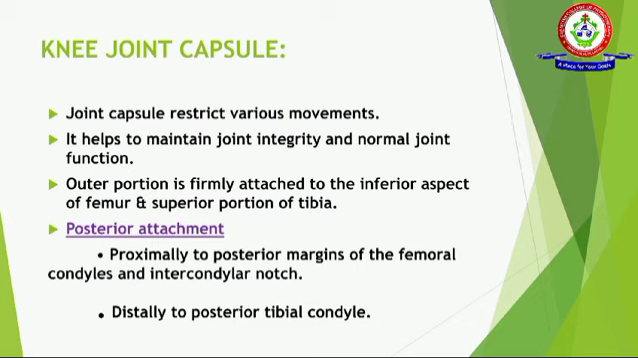Next we can see the knee joint capsule. Joint capsules restrict various movements. It helps to maintain joint integrity and normal joint function. The outer portion is firmly attached to the inferior aspect of the femur and superior portion of the tibia. Posterior attachment: proximally to the posterior margins of the femoral condyles and intercondylar notch, distally to the posterior tibial condyle.